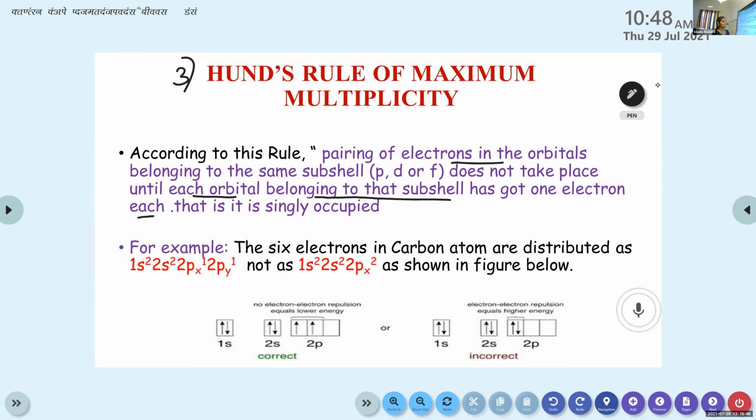After the completion of one electron in each orbital, we can move to the second electron in the same orbital. Okay, that is, it is singly occupied. And you can write this example also.